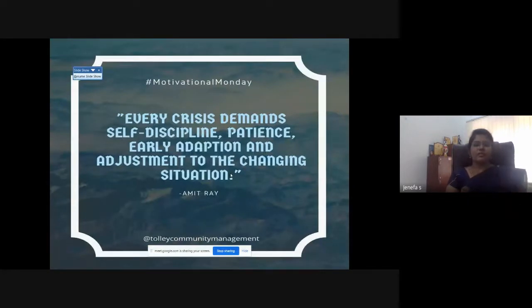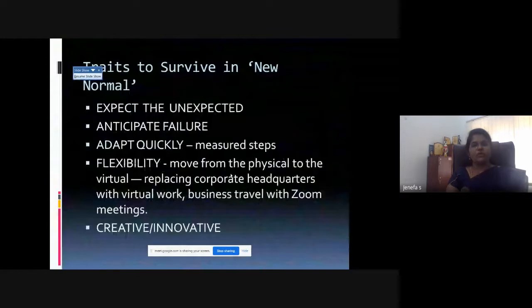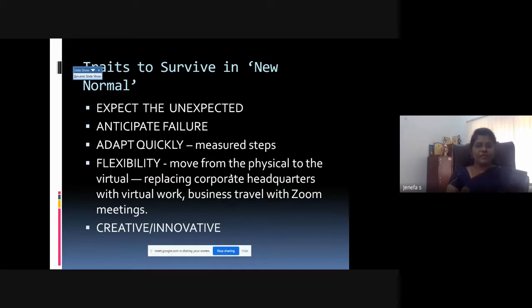As this quote suggests, every crisis demands self-discipline, patience, early adaptation, and adjustment to the changing situation. As teachers, we are in the position to learn this first, internalize this attitude first, and then we are supposed to imbibe the same qualities in our students also, right? These are some of the traits we need to possess to survive in this new normal situation. As I mentioned in some of the earlier slides, we need to expect the unexpected. Anything can happen, right? We have to prepare our mind. Other things are not in our control, right?